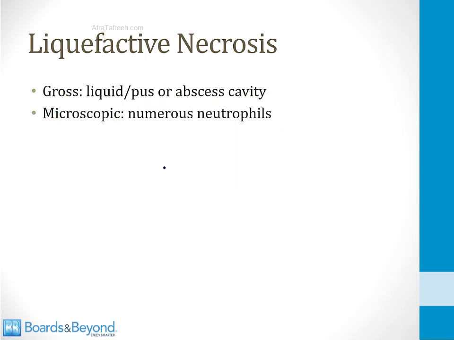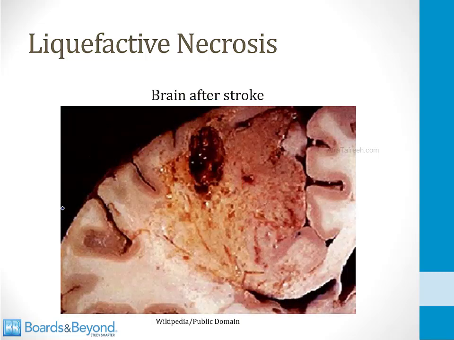When you examine an organ or tissue that has undergone liquefactive necrosis, what you see grossly is just liquid or pus, or maybe just a cavity that's left behind. Microscopically, what you see are numerous neutrophils and the tissue architecture has been destroyed. So here's a picture of an area of the brain that has suffered a stroke, and you can see it's just a hole. The tissue has been liquefied, it's basically gone, and that's an example of liquefactive necrosis.